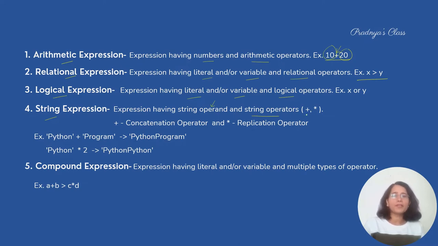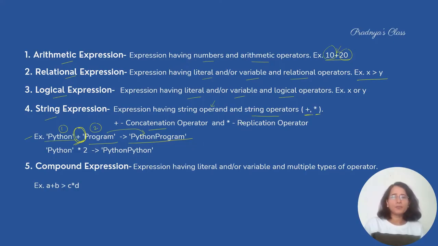There are two operators which we can use on string. The first one is plus. It is known as concatenation operator, which is used to combine two different strings into a single string. Let's take one example for that. Here there is one string and there is one more string I have mentioned here. Now we are using plus operator. So in case of string, plus operator works as a concatenation operator which will combine two different strings into a single string. So look at the output of this. These two different strings got combined into a single one.